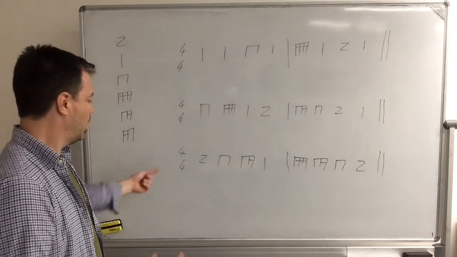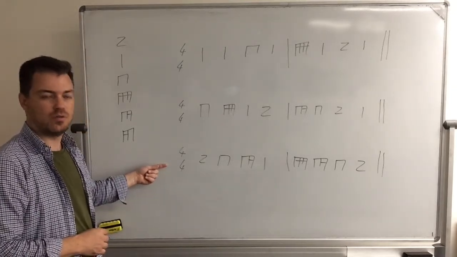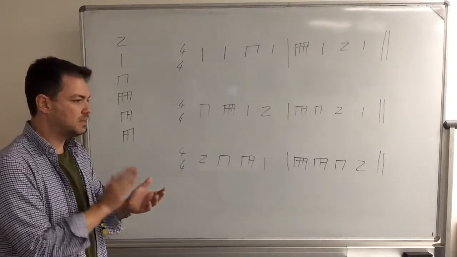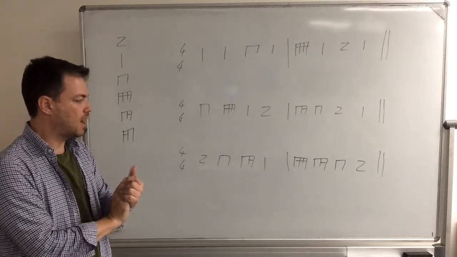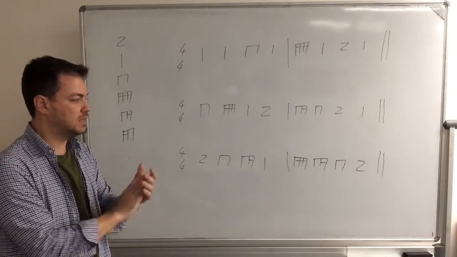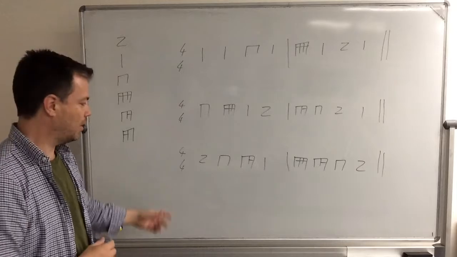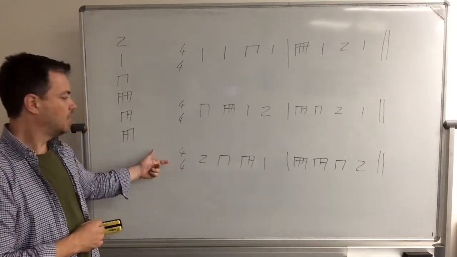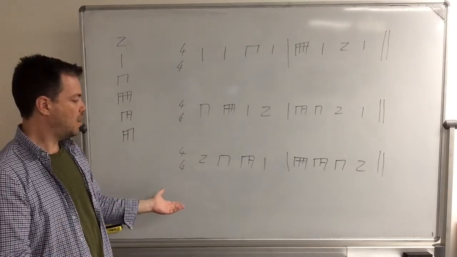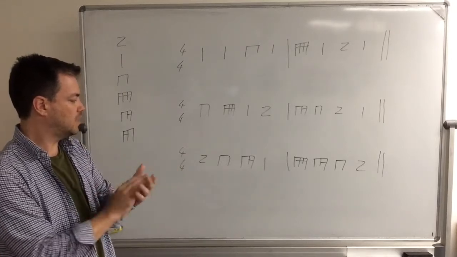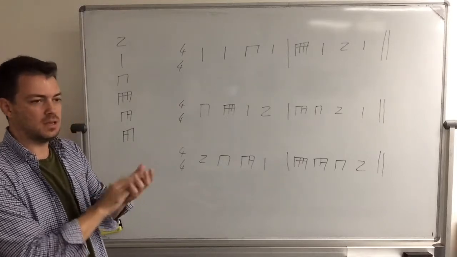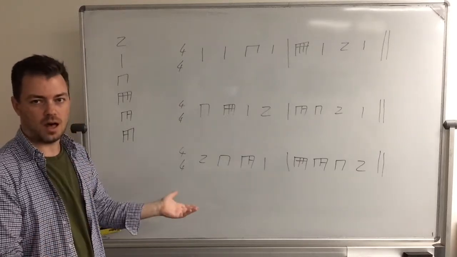Here we go. 1, 2, 3, 4. Za, ti, ti, ti, ticka, ta. Ticka, ticka, ti, ticka, ti, ti, za. Okay, I'll do that again. 1, 2, 3, 4. Za, ti, ti, ti, ticka, ta. Ticka, ticka, ti, ticka, ti, ti, za.